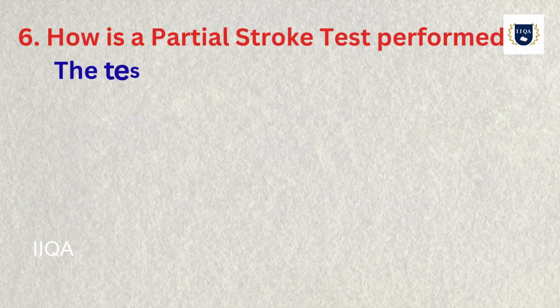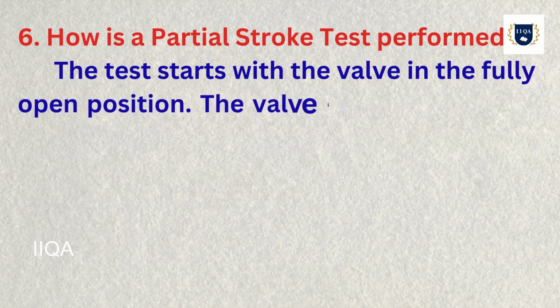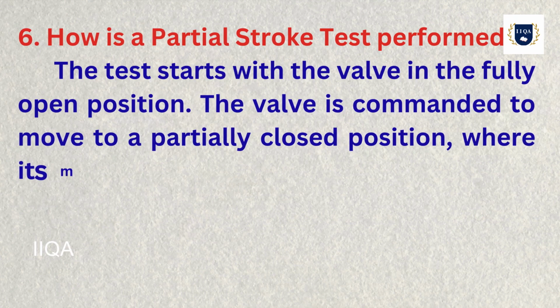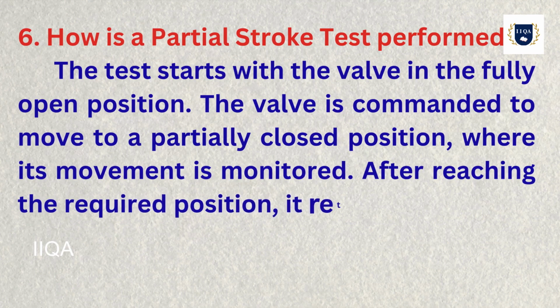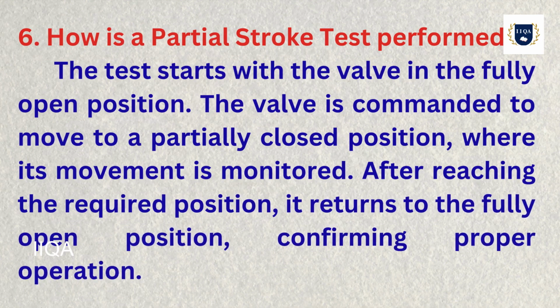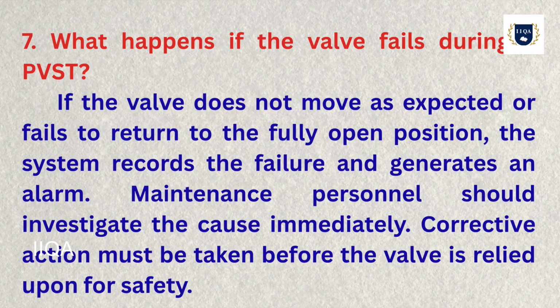6. How is a partial stroke test performed? The test starts with the valve in the fully open position. The valve is commanded to move to a partially closed position, where its movement is monitored. After reaching the required position, it returns to the fully open position, confirming proper operation.